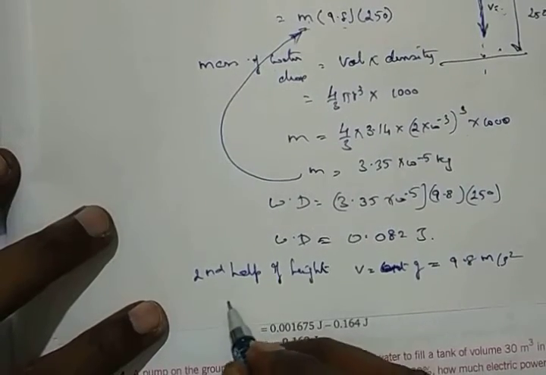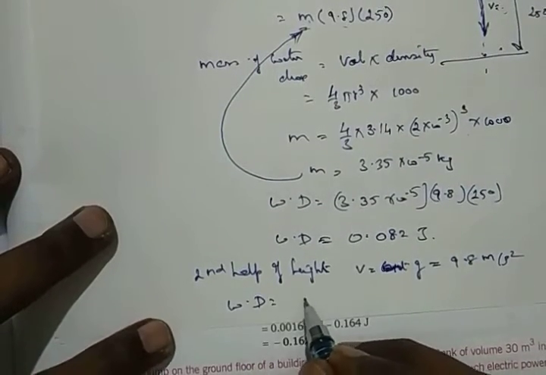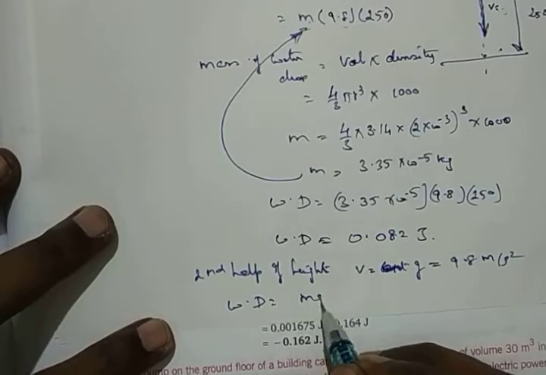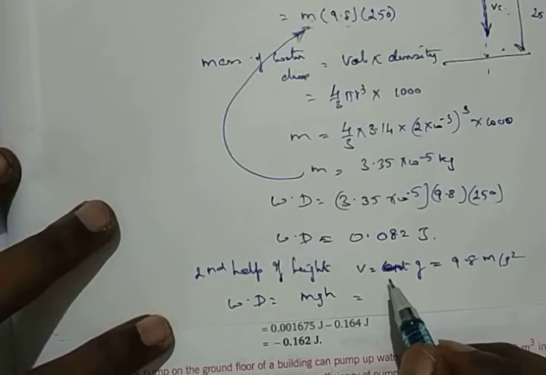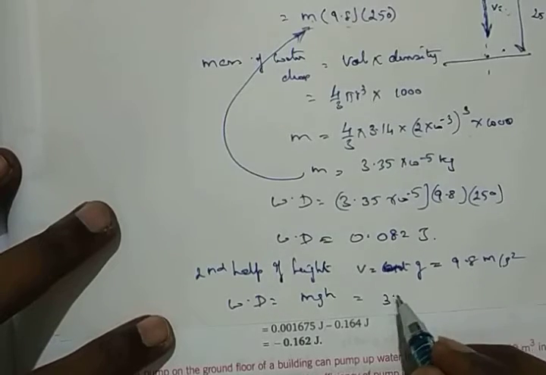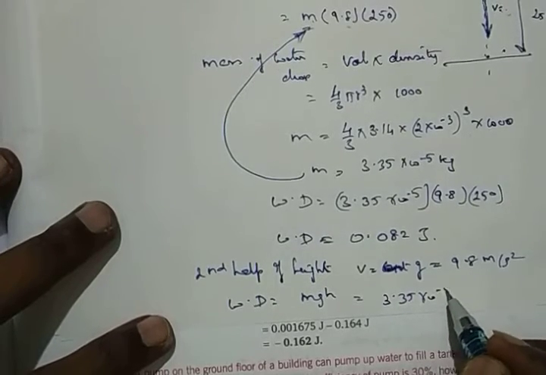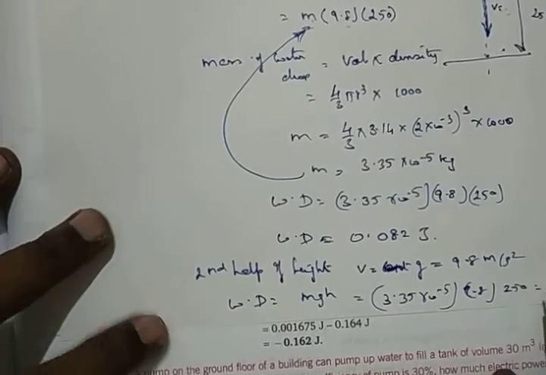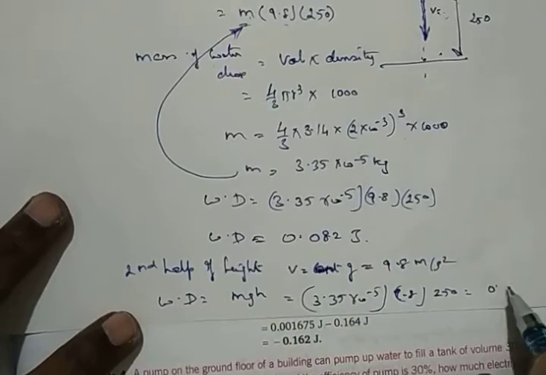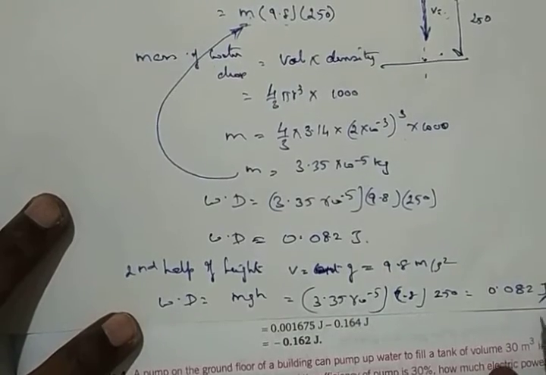So you get here, work done is going to be equal to M into G into height. Same thing. So you get the same value, 3.35 into 10 to the power of minus 5 into 9.8 into 250. So what is the value here? 0.082 joules will be the same value.